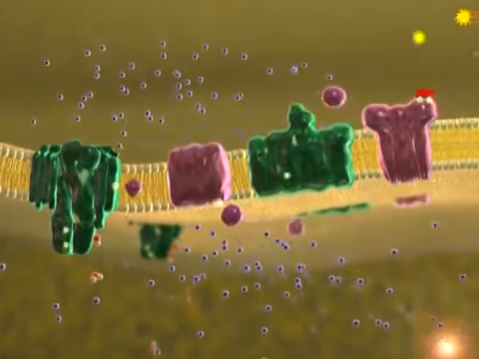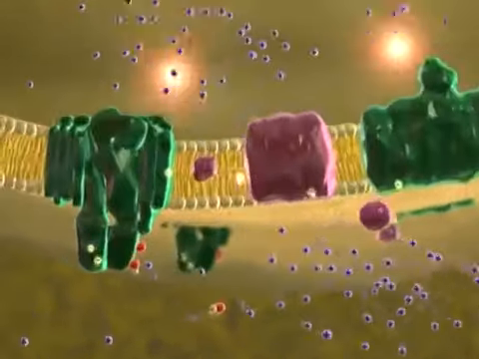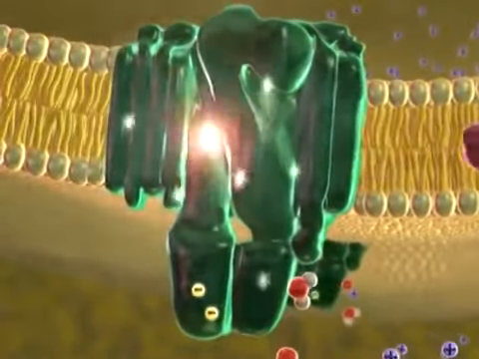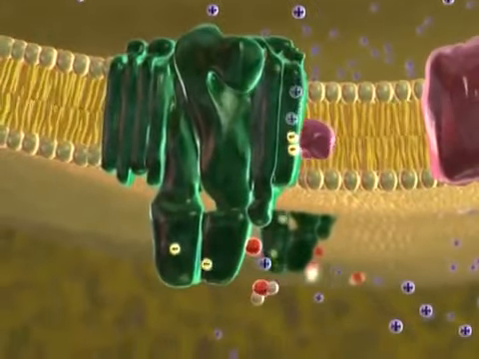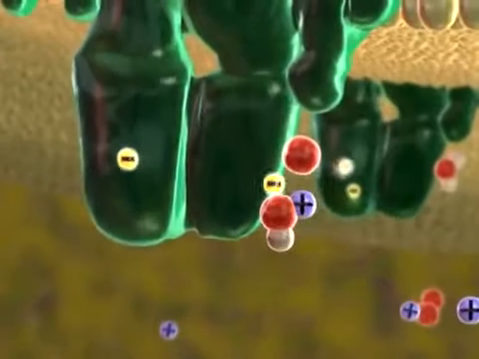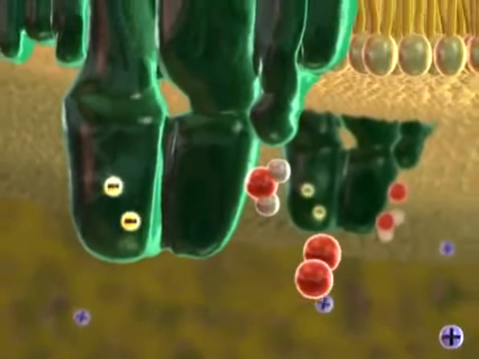Now let's take a closer look at the steps of the light reactions. The photosystem on the left absorbs light energy, exciting electrons that enter the electron transport chain. Electrons are replaced with electrons stripped from water, creating oxygen as a byproduct.